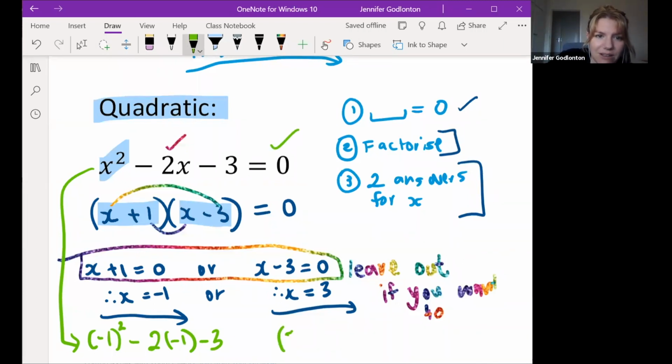You can do the same here. So we can say 3 squared minus 2 times 3 minus 3. And if we don't get 0, we know we've made a mistake. So checking your answers is definitely a great way to make sure we're right.